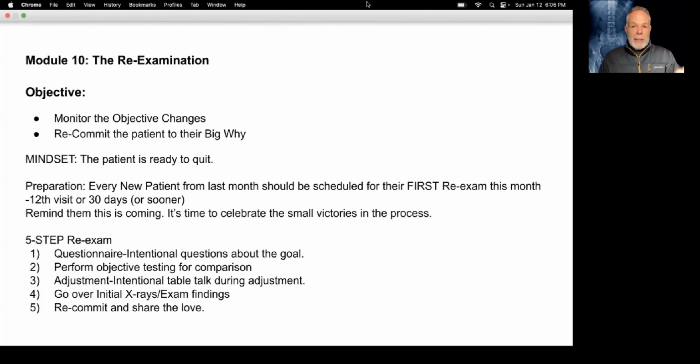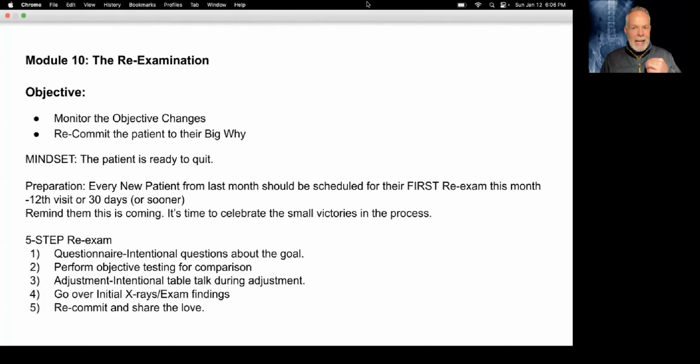So we want to monitor the objective changes. What we measured on day one, those objective measurements we took, whether it's measuring the ranges of motion, measuring the bilateral scales, measuring the posture, like the shoulder heights or hip heights, pelvic heights, measuring x-rays, the angles of different x-rays, doing a thermal or an EMG scan and having a quantitative measure. Whatever we did on day one, we want to reproduce those tests on our first re-exam to show the patient how they are responding. So that's the first thing. We want to monitor the objective changes.